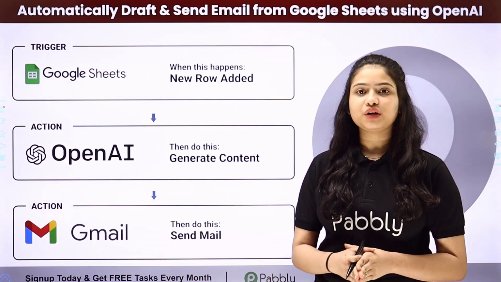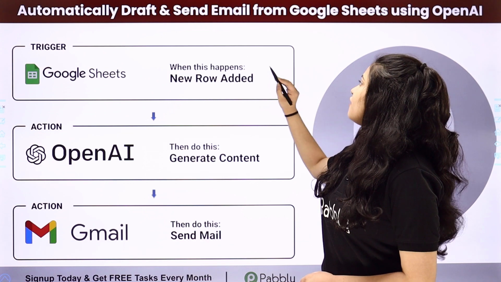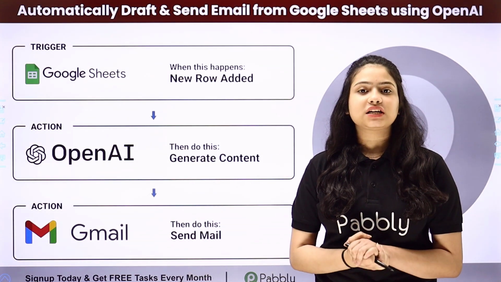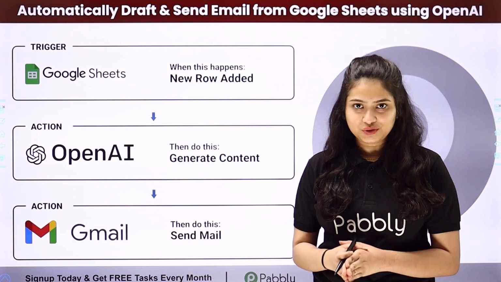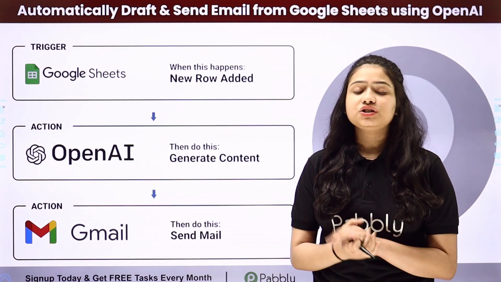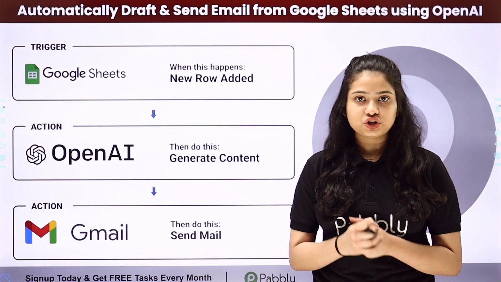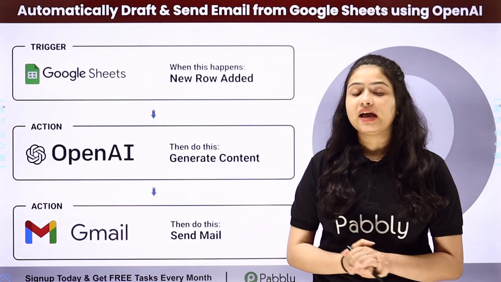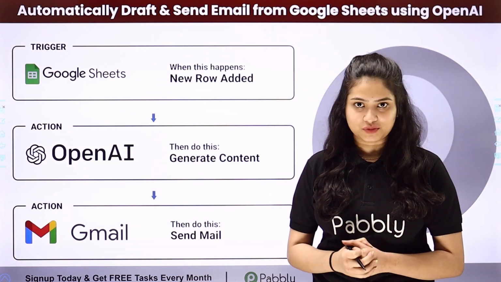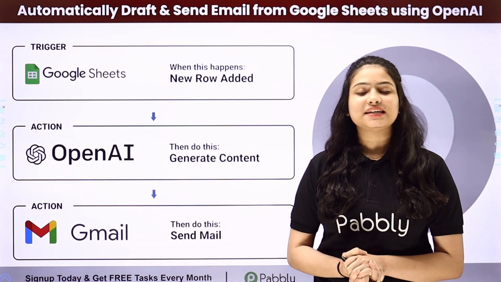In this video, we are going to learn how to automatically draft and send email from Google Sheets using OpenAI. Here, my objective is that as soon as I add a new title in my Google Sheets, automatically on that same title, a content should be generated, that is, a body of email should be generated with the help of OpenAI, and then the same generated content should be sent in the form of an email to my customers. So how are we going to automate this entire process?